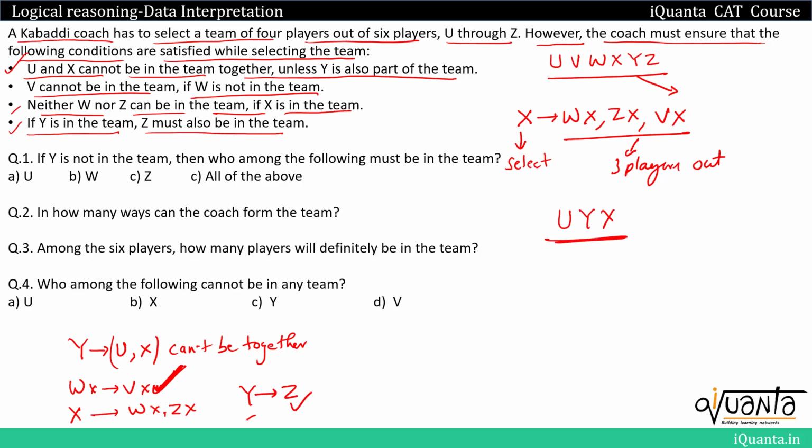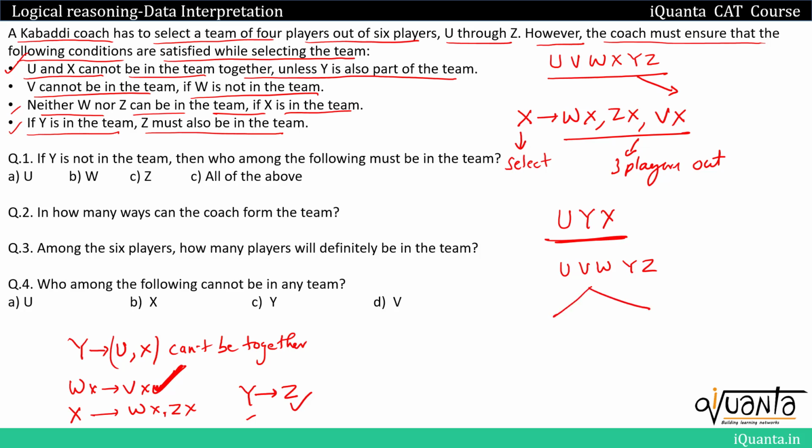But we know that to form a team we need 4 players. So that means if we select X, it is not possible to form a team. So that means we cannot put X into any team. So let us completely remove X from these 6 players. Now we have only U, V, W, Y, Z as the players available through which we can form a team.